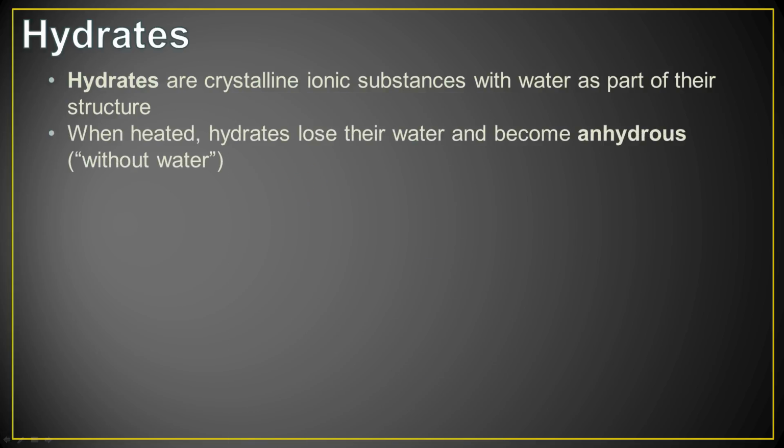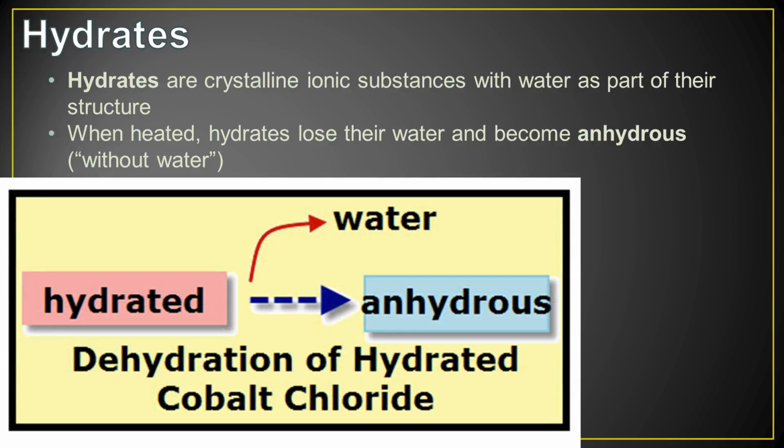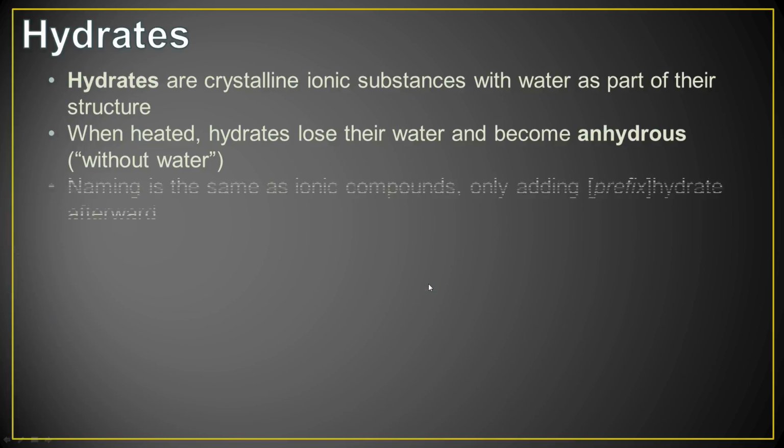When you heat those hydrates, what you're usually going to be doing is driving off that water. So when they lose their water, we call them anhydrous. And anhydrous means without water. So here I have hydrated cobalt chloride. When you heat that, the water is going to leave and you are left with anhydrous cobalt chloride.